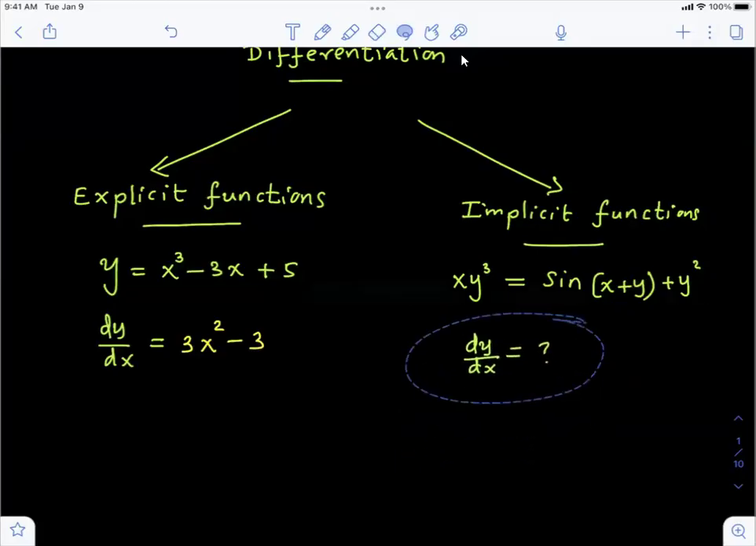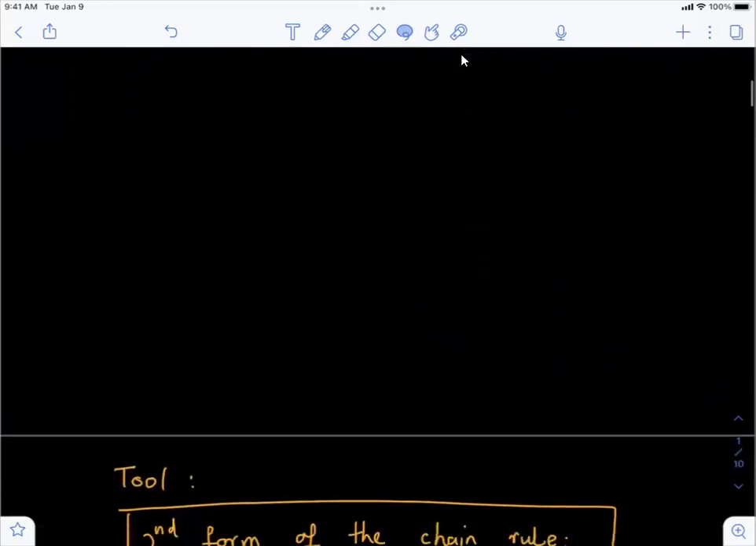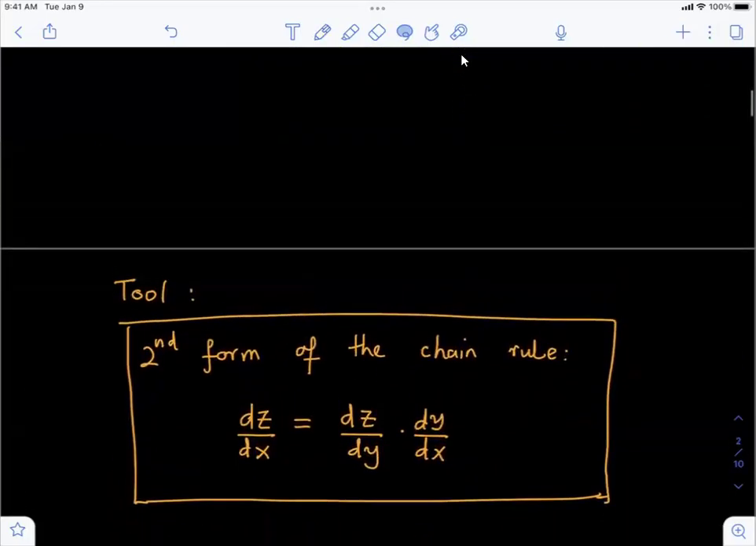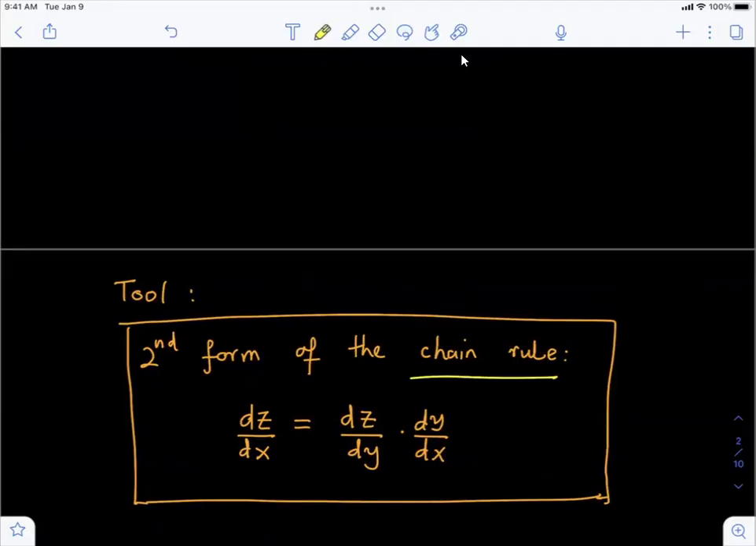How do we find dy dx? The entire story starts with something that we are already familiar with. The main tool that you're going to use in this entire consideration will be none other than the chain rule. We are familiar with the chain rule. However, we provide the chain rule in a different form.